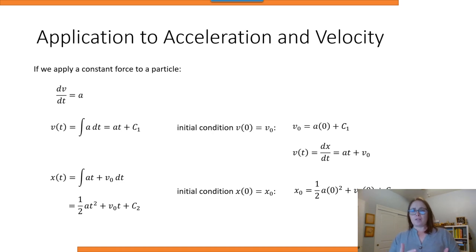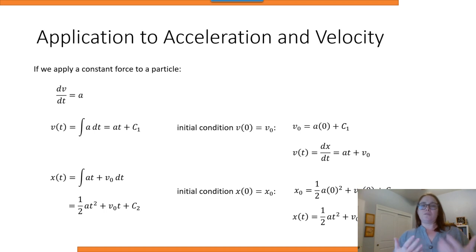So everything zeroes out on the right. I get my constant c2 is equal to x naught. And I get a position function, x of t equals 1/2 at squared plus v naught t plus x naught. So it should look kind of familiar, and this is one of the ways that we can apply differential equations and solving them to some physical examples.